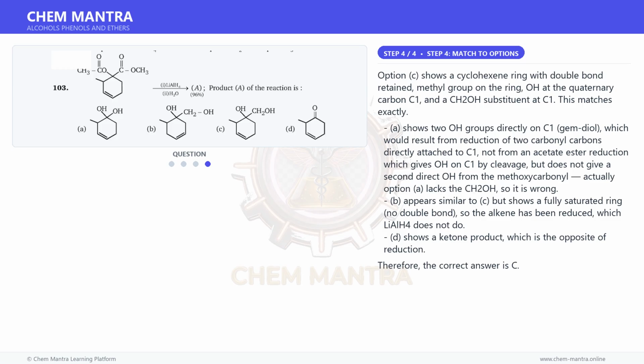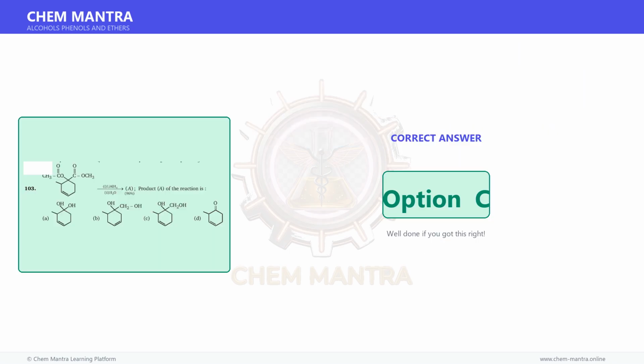B appears similar to C, but shows a fully saturated ring, no double bond, so the alkene has been reduced, which LiAlH4 does not do. D shows a ketone product, which is the opposite of reduction. Therefore, the correct answer is option C.